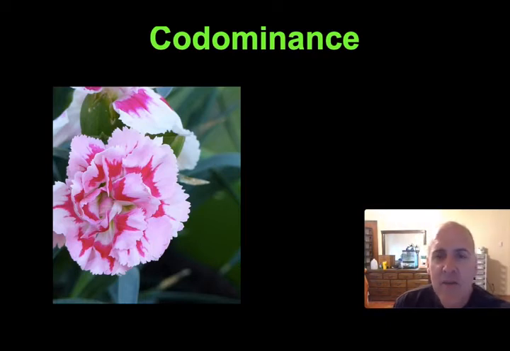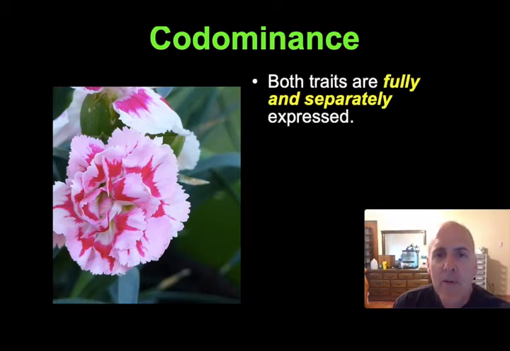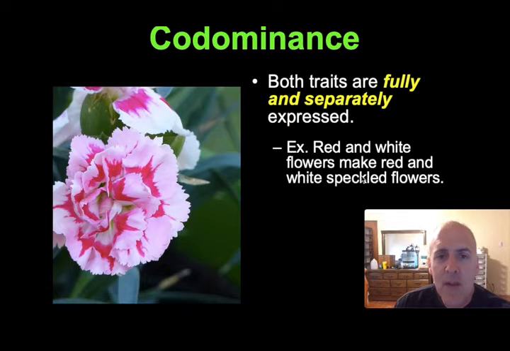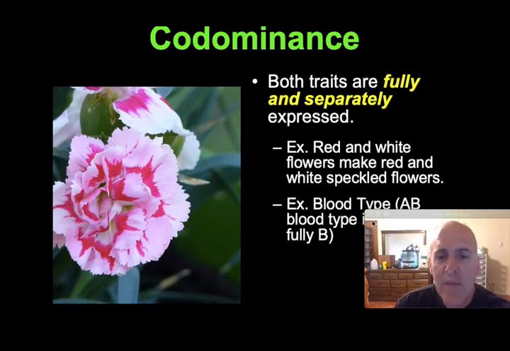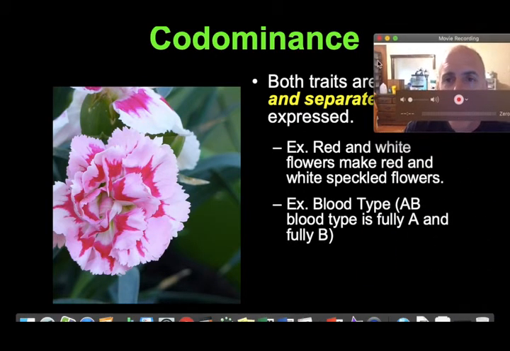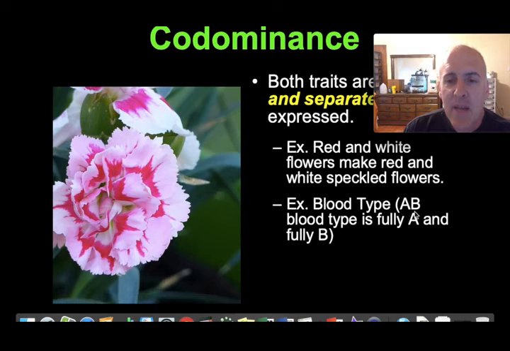All right, codominance. This is a little different. Both traits are fully and separately expressed. So instead of getting a red flower or a white flower or blending them and getting a pink, we get bands or spots or stripes. They're both there. Red and white flowers make red and white speckled flowers, or striped, or however it turns out. Blood type is this way. We'll talk about that more here in a second. Blood type AB is fully A and fully B. It's not either or, and it's not a blend. It's both.